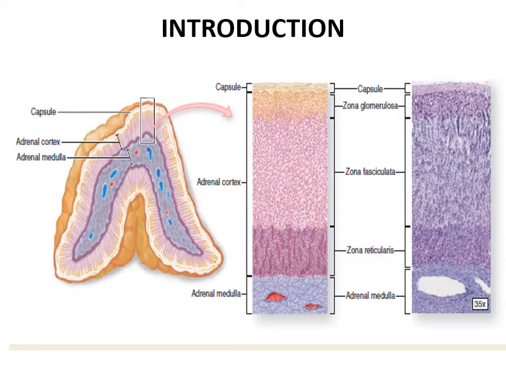The adrenal cortex has three concentric zones in which the cords of the epithelial steroid producing cells are arranged somewhat differently and which synthesize different classes of steroid hormones. So the first one is the zona glomerulosa. Immediately inside the capsule and comprises about 15% of the cortex.